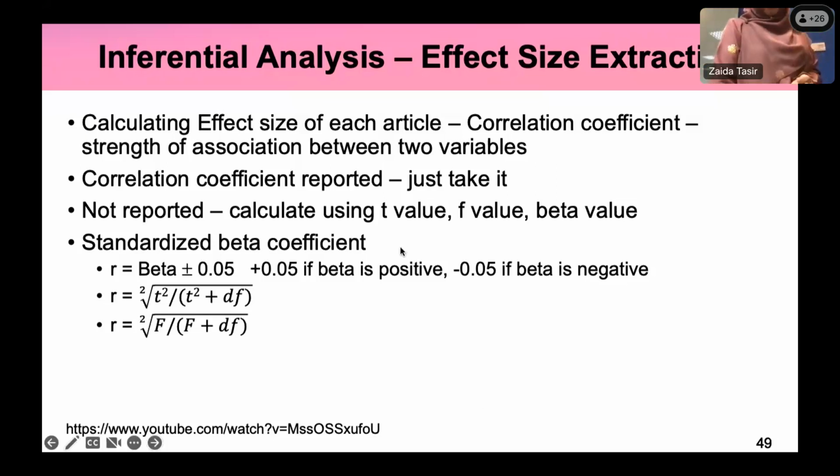the effect size. To calculate it, there are usually many ways. Some researchers just take the correlation coefficient reported as an effect size. You can do that. If they do not report it, you can calculate it if they give you a t value, f value, or beta value. So how do you calculate it? You use this formula to calculate it.